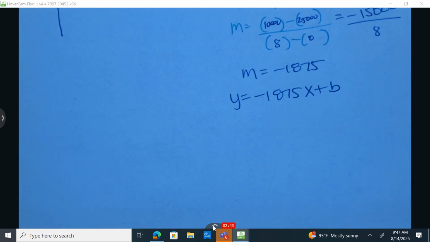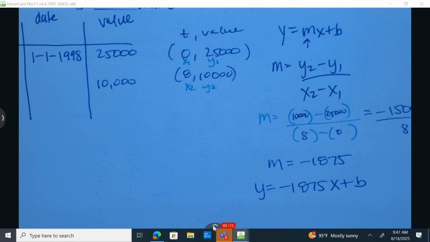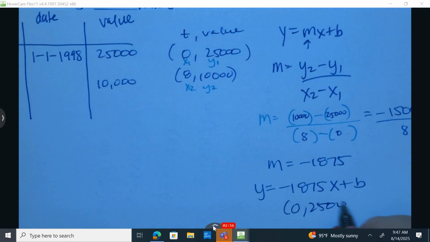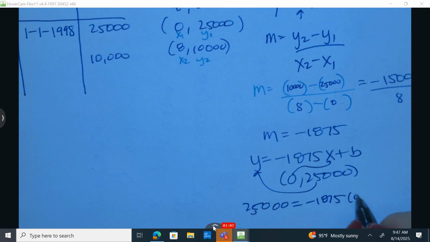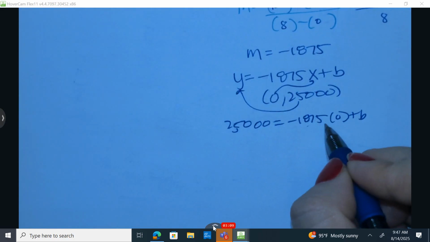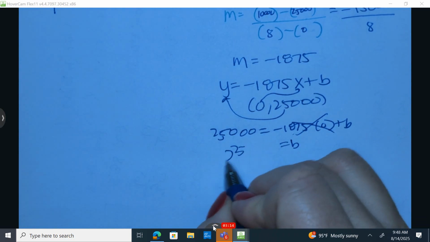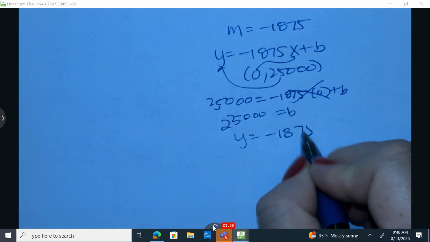mx plus b. There's no wrong answer to this. Rosie, do you think it's easier to use the first ordered pair or the second? There's no wrong answer. I like the first one because it has a 0. Anytime you have a 0 as one of those, I definitely choose to select that ordered pair. So your x is 0 for this problem, and your y is 25,000. And we can see 0 times negative 1875 is 0, so my b is 25,000. So here's the equation that we are looking for part A. This is the equation.